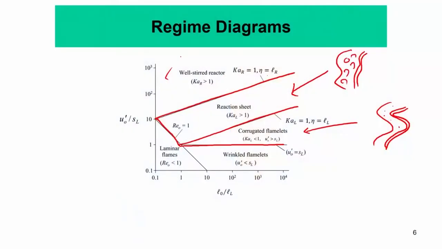Also, there is another regime, the well-stirred reactor regime, where your reaction Karlovitz number was greater than 1. It meant that your Kolmogorov length scale is smaller than the reaction zone thickness. Of course, you remember the reaction zone thickness divided by the preheat zone thickness was equal to 1 by the Zeldovich number, which is a very small number. But still, if your Kolmogorov length scale is smaller than the reaction zone thickness, then it is expected that the Kolmogorov eddies can even distort the reaction zone and completely distort the flame structure, and the whole flame essentially behaves like a well-stirred reactor.